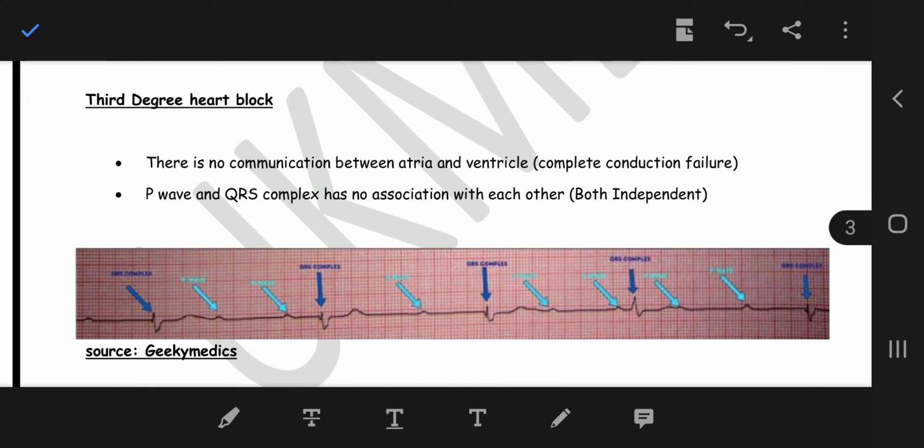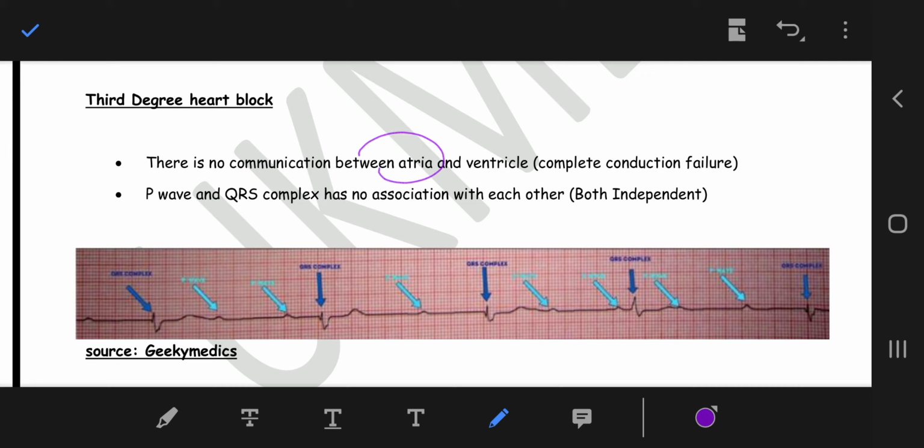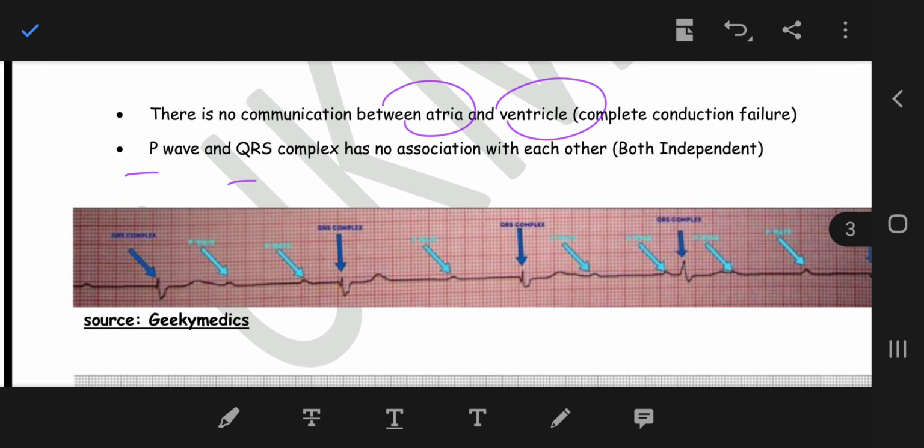Okay, third degree heart block. There is a complete conduction failure in here, so there is no communication between the atria and the ventricles. Because there is no communication, both of them act independently, so you have P waves and QRS complexes and they have no association with each other. This is very easily demonstrated on this ECG.